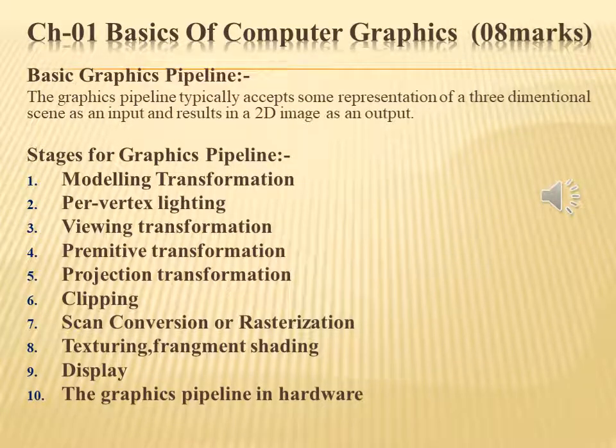Basic graphics pipeline. The graphics pipeline typically accepts some representation of a three-dimensional scene as an input and the result is a 2D image as an output. OpenGL and Direct3D are two notable graphics pipeline models accepted as a widespread industry standard. Similar to the way a CPU has a pipeline filled with small stages that each do a single task quickly, so does the graphics processor unit in our video card.